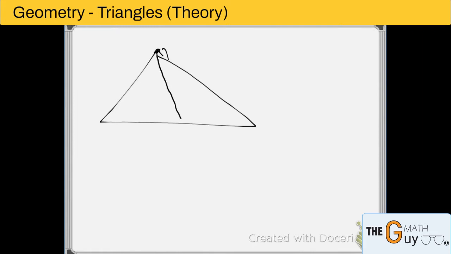That's the first line. The second line that you need to know about the triangle is the median. This line also starts from one of the vertices and goes to the midpoint of the opposite side. Let's say this is the midpoint. So this entire base, let's say AB, has been split into half. So AC is equal to BC. The length of AC is equal to the length of BC.